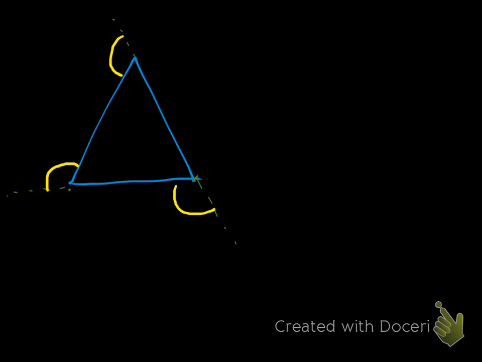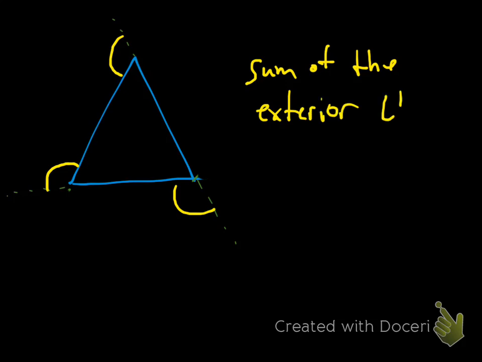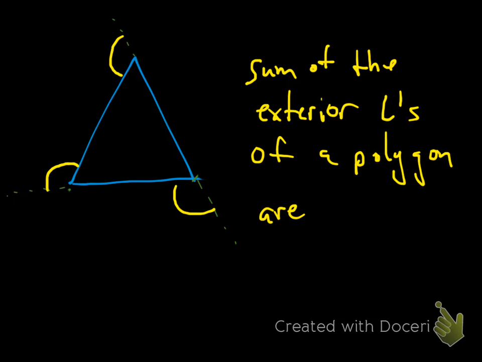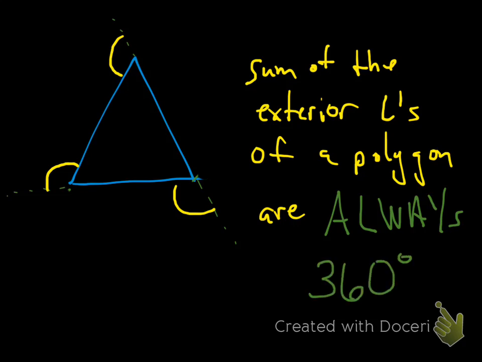Okay, the sum of the exterior angles of a polygon, okay, are always 360 degrees. Okay, so it doesn't matter how big. I want you guys to think about something.